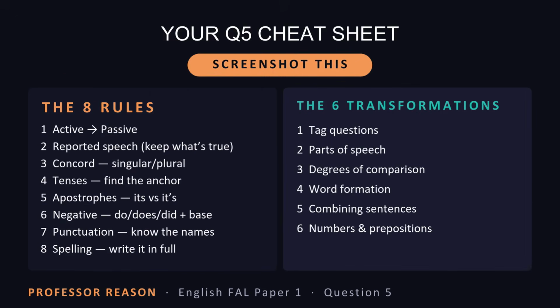Let's log it in. The 8 golden rules. Active to passive, reported speech, keep what is still true. Concord, tenses, find the anchor. Apostrophes, its versus it's. Negative form, punctuation, know the marks by name, and spelling. Write the corrected word in full, plus the 6 transformations.